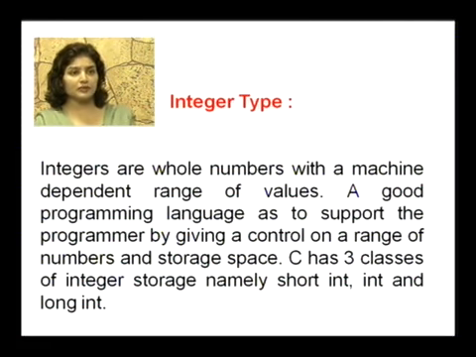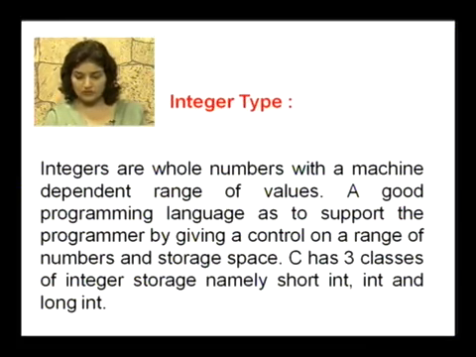So the first type is integer. What is an integer? Suppose that you are going to use whole numbers in your program, you will define it as integers. Integers are whole numbers with a machine-dependent range of values. A good programming language has to support the programmer by giving control on a range of numbers and storage space.